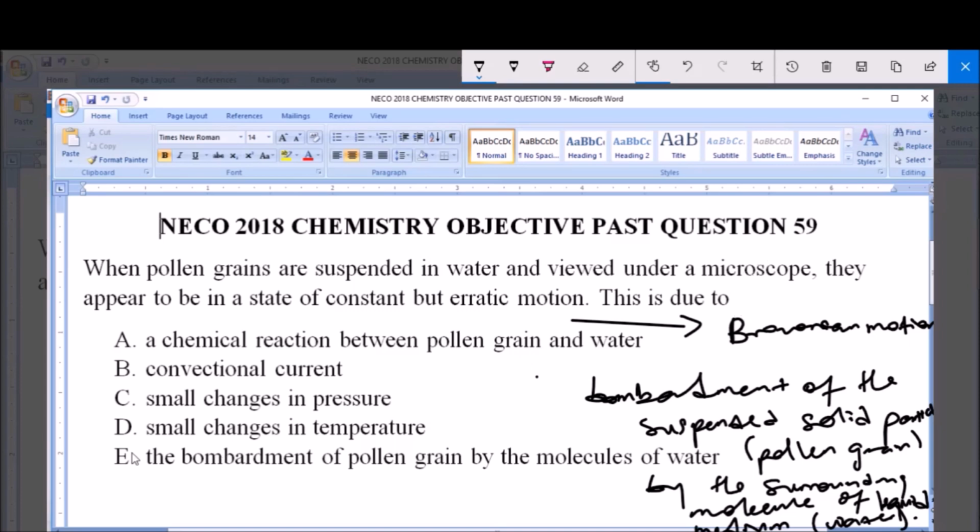And that is option E, the bombardment of pollen grains by the molecules of water. So this is actually the phenomenon or the activity that brings about this Brownian motion. Brownian motion is the erratic motion observed. So the answer to this question is option E.